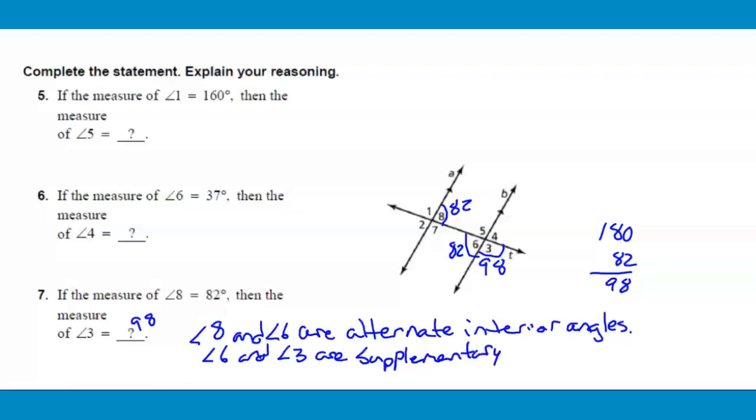There's other ways of getting there as well. I could have said 8 and 4 are corresponding, 4 and 3 are supplemental. I could have done 8 and 5 are consecutive interior, and 5 and 3 are vertical. So there's a ton of ways of getting there, but we got to remember our past terms of supplementary and vertical as well. They will help as well as those new definitions that we just went over.